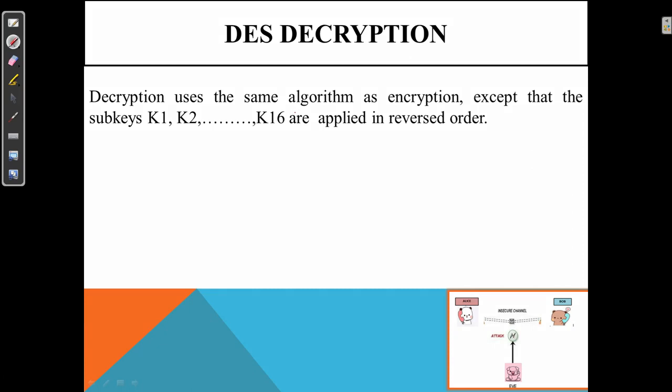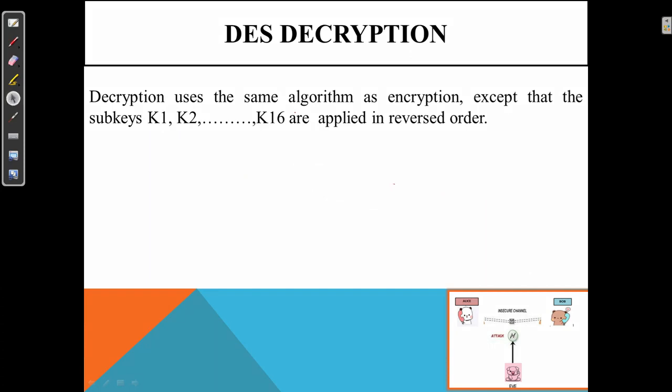The only thing is the subkeys are used in reverse order. For example, the subkeys K1, K2 up to K16 are applied in encryption. In decryption these keys will be applied in reverse order, like K16, K15, K14 up to K1. So decryption and encryption are the same; the only thing is decryption is the reverse of encryption. Basically this video is about the cryptanalysis of DES, Data Encryption Standard.